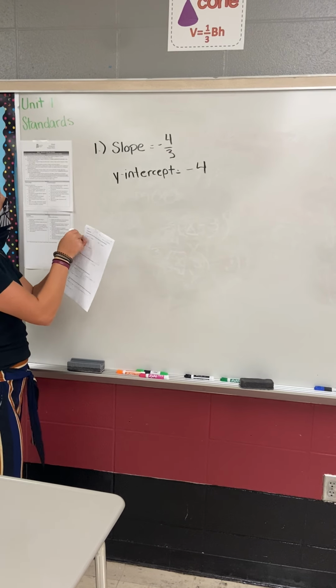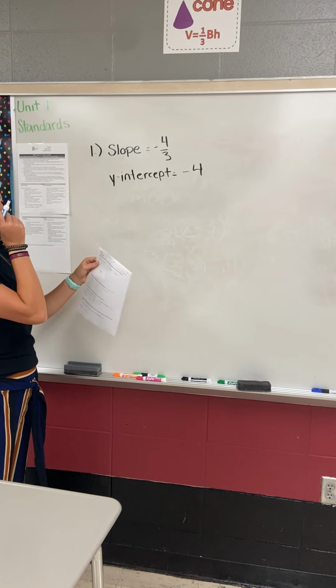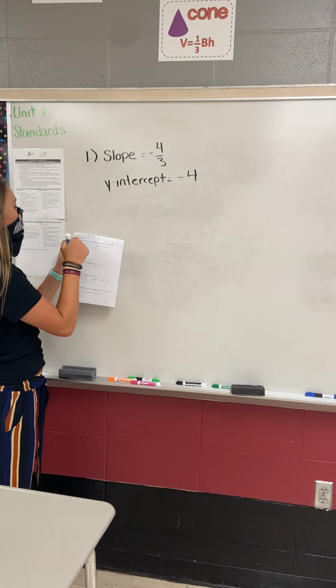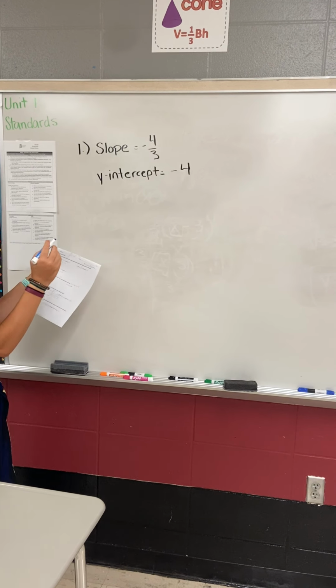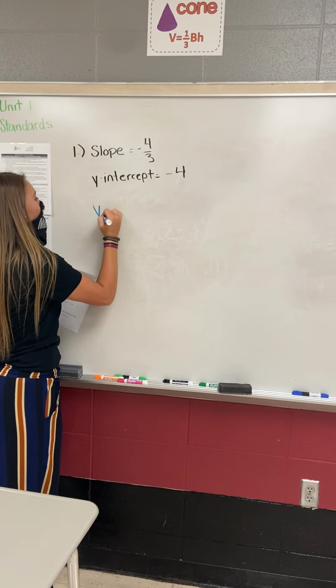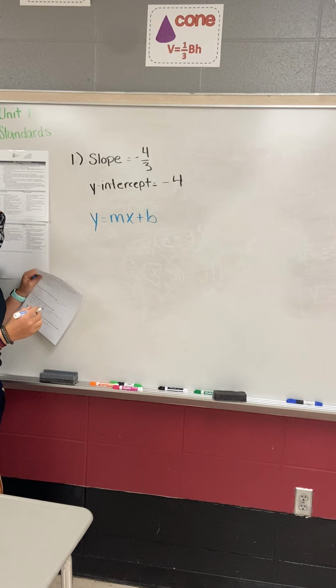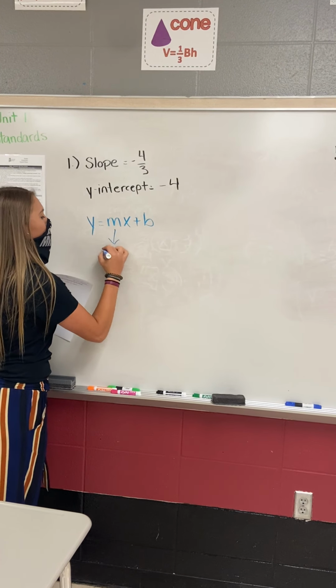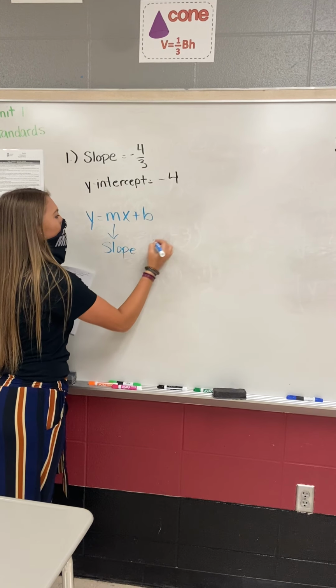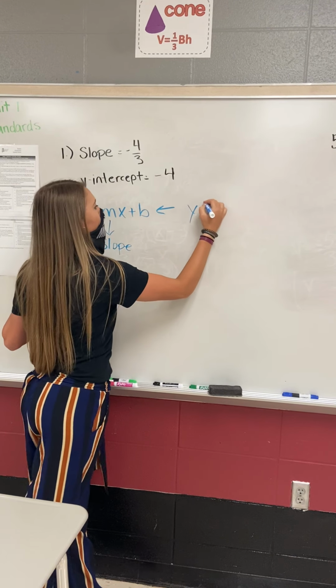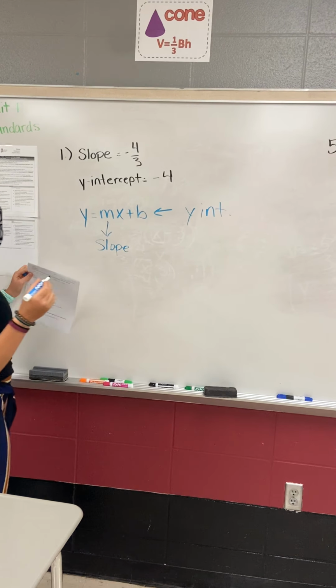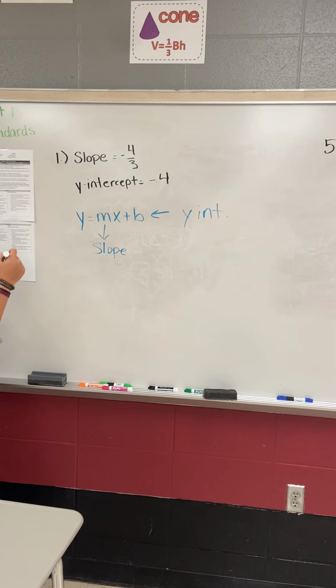Alright, so for number 1, the example I did it for you, but I'm going to explain it. So it asks for slope-intercept form. First, we know slope-intercept form is y equals mx plus b. Okay, your m is your slope, and your b is always your y-intercept. So all you've got to do is plug in what it gives you.